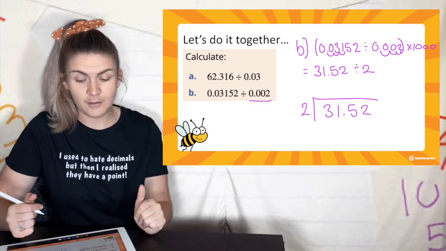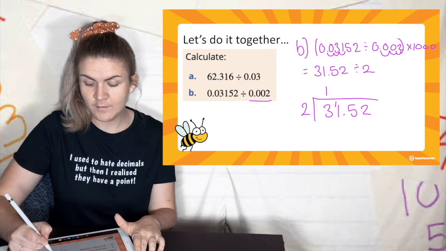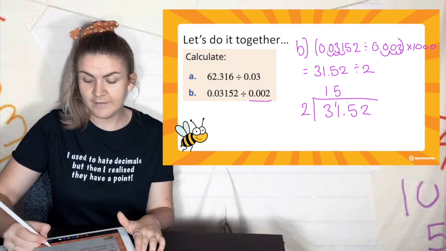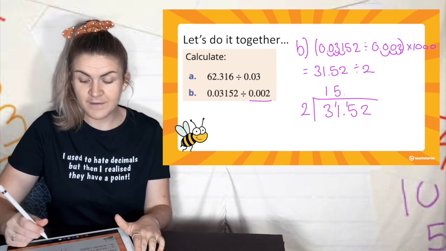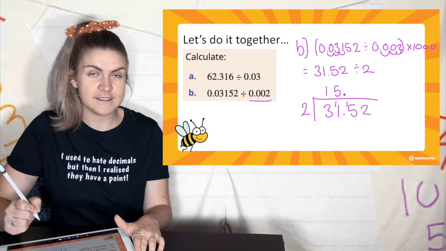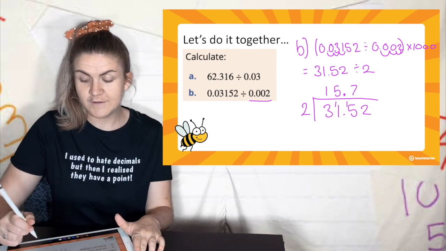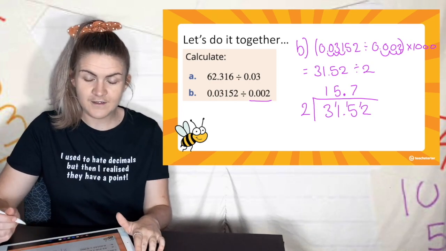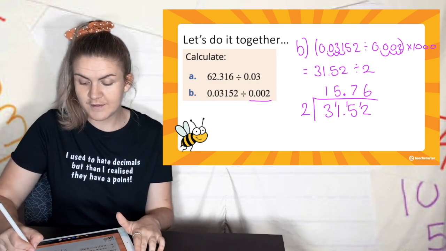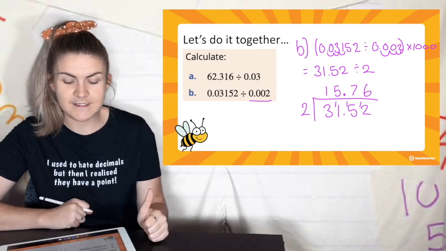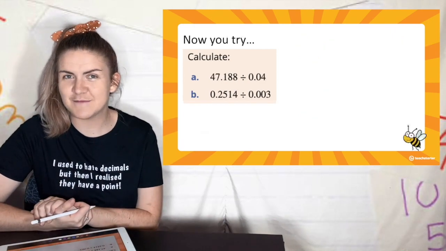Now that my divisor is a whole number, I can draw my bar and write my division underneath. And now I can do it like normal. 2 into 3 goes 1 with 1 left over. 2 into 11 goes 5 with 1 left over. I've hit a decimal place, so I'm putting a decimal place in my answer. 2 into 15 goes 7 with 1 left over. 2 into 12 goes 6 times. 15.76. You try dividing some decimals by decimals.